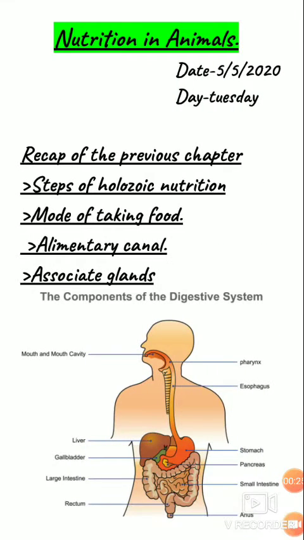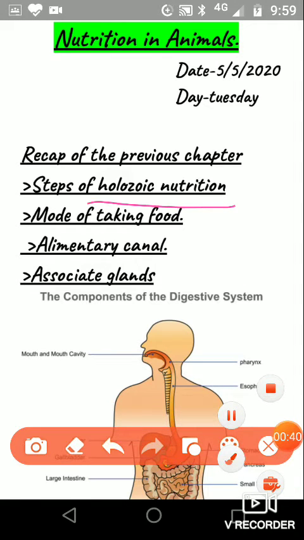previous lecture. We learned in our previous lecture the steps of holozoic nutrition. What is the mode of nutrition in animals? That is holozoic nutrition. Holo means whole, zoic means animals. That means the animals that eat the food as a whole, either solid or liquid.